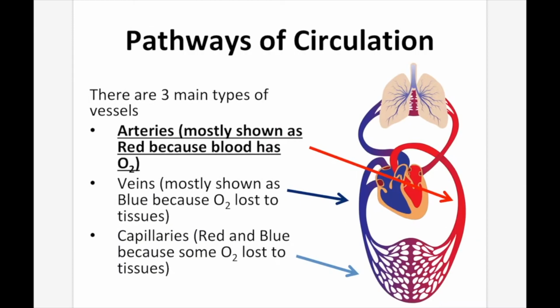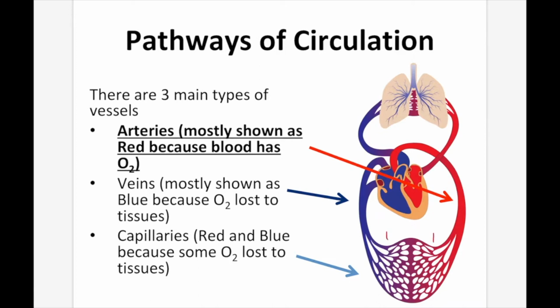Now, there's three main types of vessels that blood travels through. Number one is arteries. Now, we're mostly going to show our arteries as red because what people mostly think of as oxygenated blood is red. However, as we'll see later on, oxygenated blood is red and so is deoxygenated blood. It's just a different shade of red. Veins we're going to show as blue, and capillaries we're going to show as red and blue because oxygen is lost to the tissues between here and here.